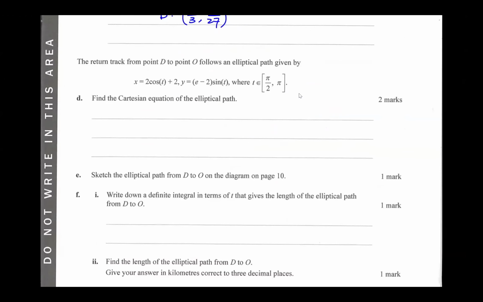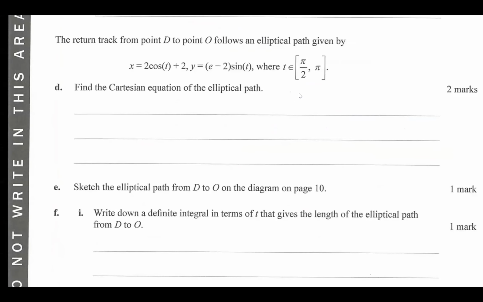All right. The return track from point D to point O follows an elliptical path given by x equals 2 cos t plus 2, y equals (e minus 2) sine t, and the parameter domain is pi over 2 to pi for t. So we want to find the Cartesian equation of this elliptical path.